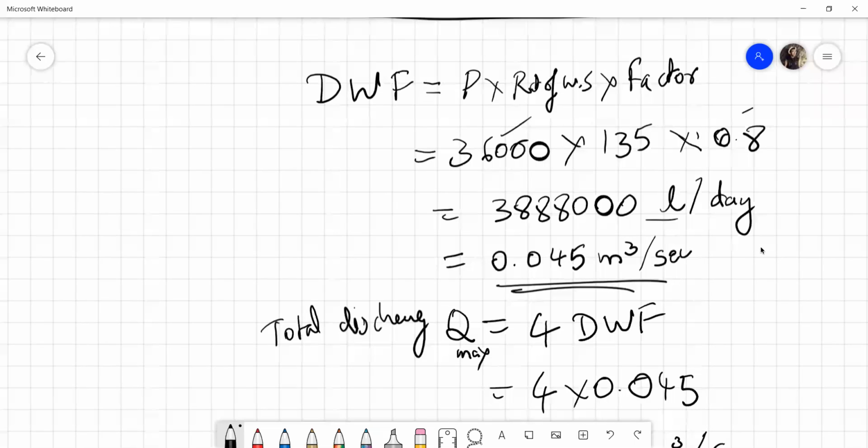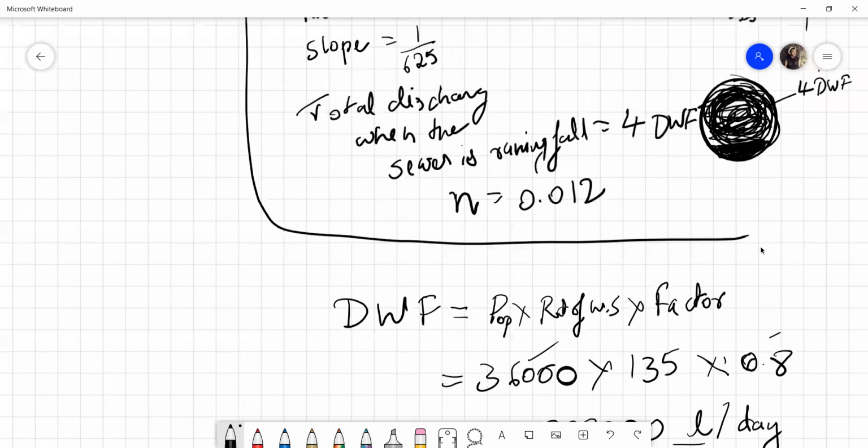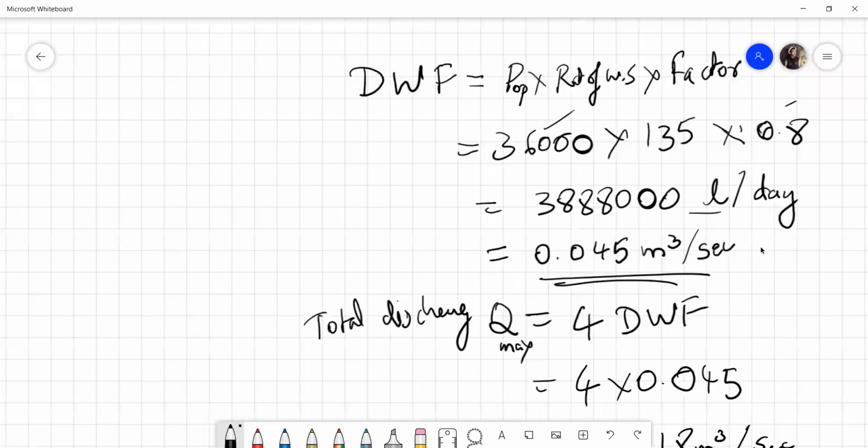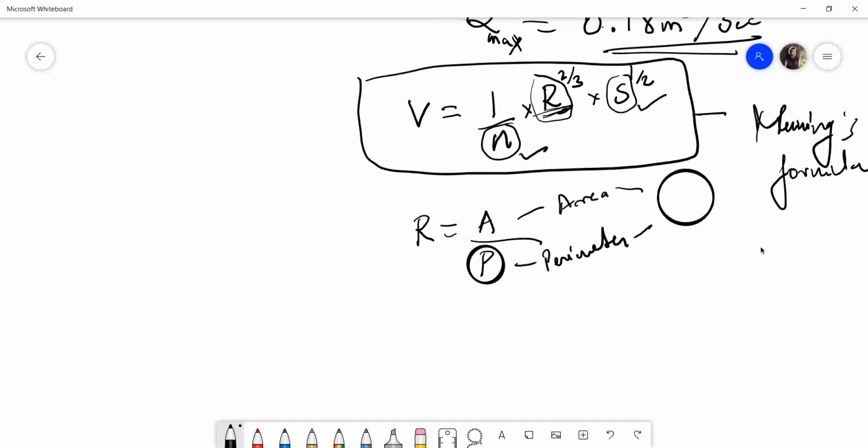If we are taking P as perimeter, then for population we should take something else, because what we denote as P should not be denoted again as something else. So P is the perimeter, A is the area. The area of the cross section as well as the perimeter should be known to find out the hydraulic radius.